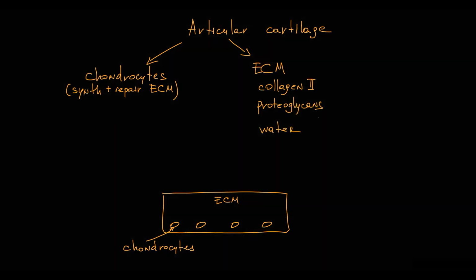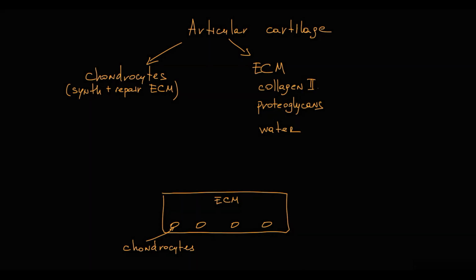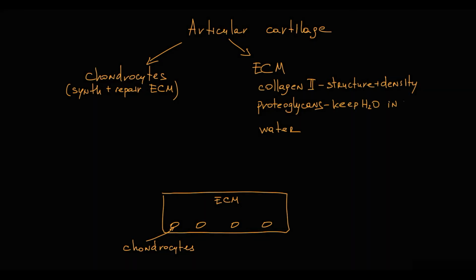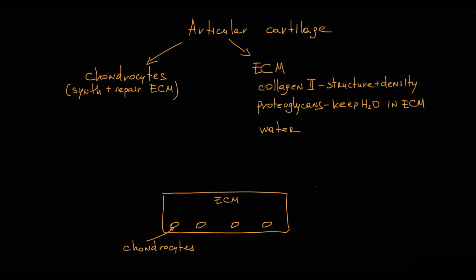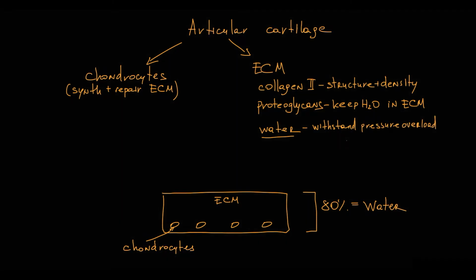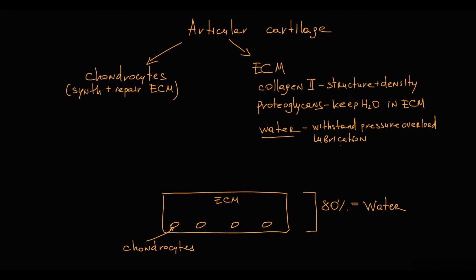Collagen type 2 is the main structural component of extracellular matrix. It provides structure and density. The main function of proteoglycans is to keep water in extracellular matrix, and actually water is the most abundant component of articular cartilage. 80% of cartilage weight is water, and water provides this ability of articular cartilage to withstand significant pressure overload, and also water is essential for cartilage lubrication.